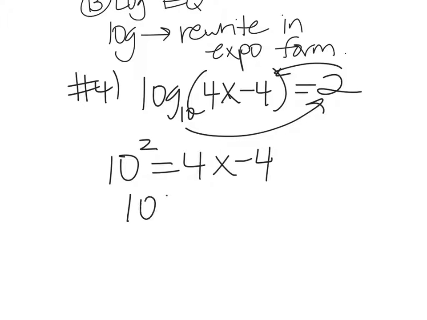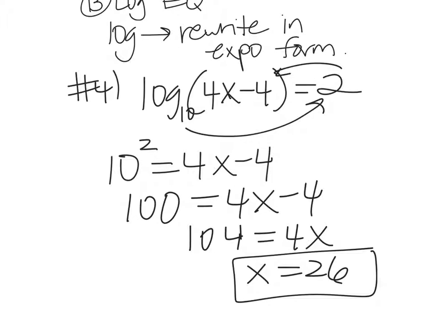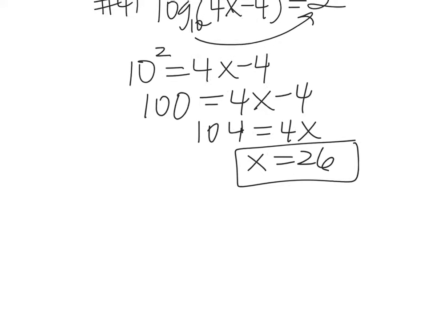So you get 100 equals 4x minus 4. 104 equals 4x. So x is 26. Now the other thing tricky about these problems is that you could get an extraneous solution on log problems. Exponential is okay, because the domain of an exponential function is all real numbers. But log, you can't take the log of 0 or negative. So you have to look at your answers to make sure they work.